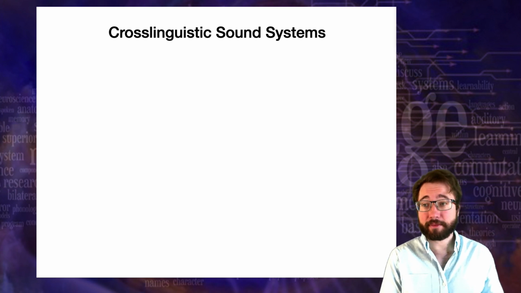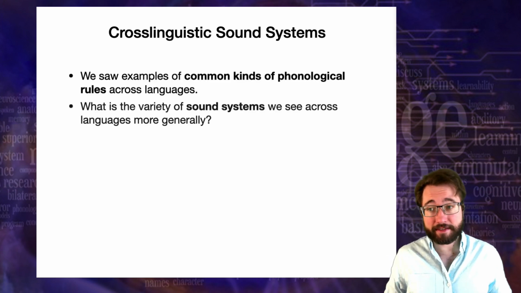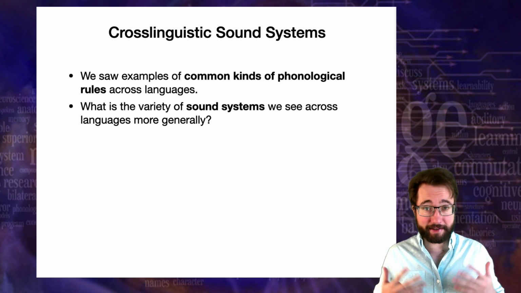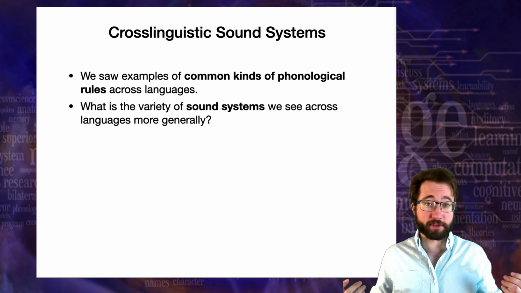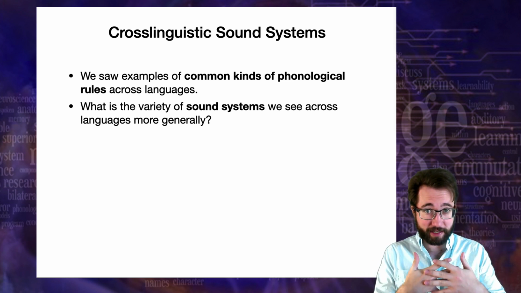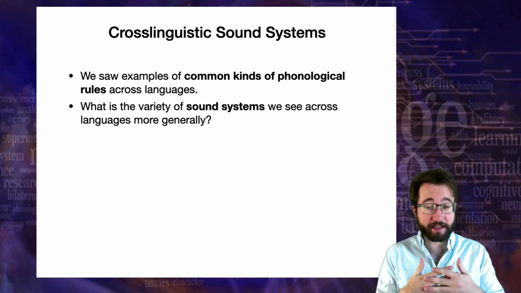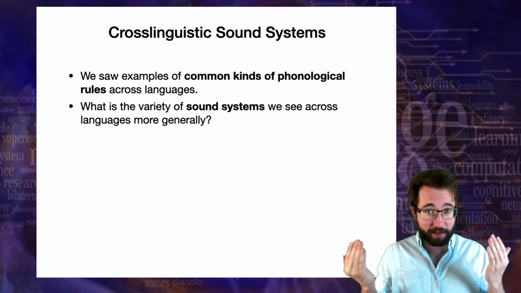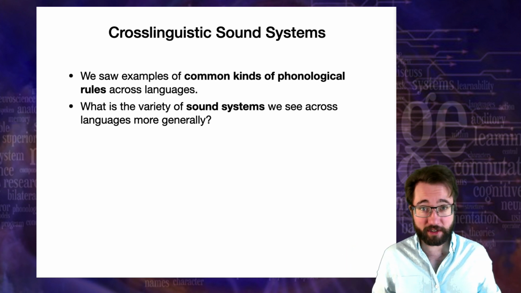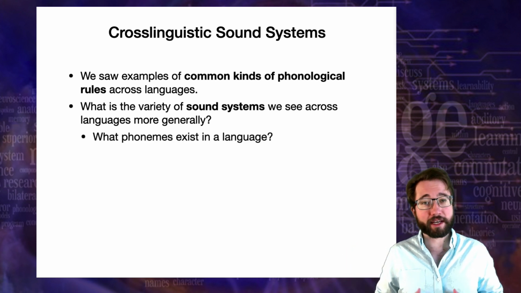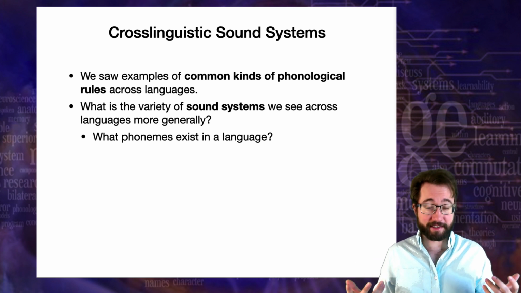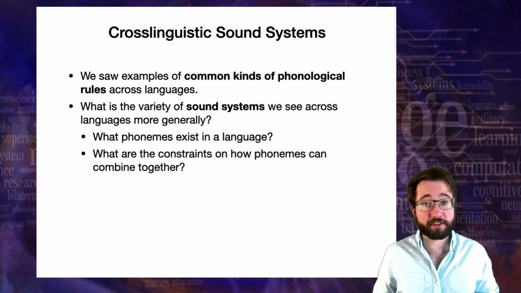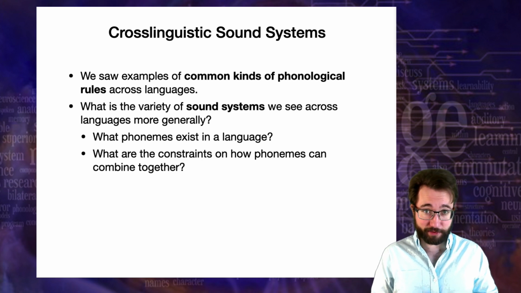Now what I want to talk about is what is the variety of sound systems we see across languages. We talked about the things that often recur, the things they have in common. Now let's think about how they differ. What are the axes along which languages differ in terms of their sound systems? We'll be asking questions like what phonemes exist in a language, and what are the constraints on how those phonemes go together in different languages.